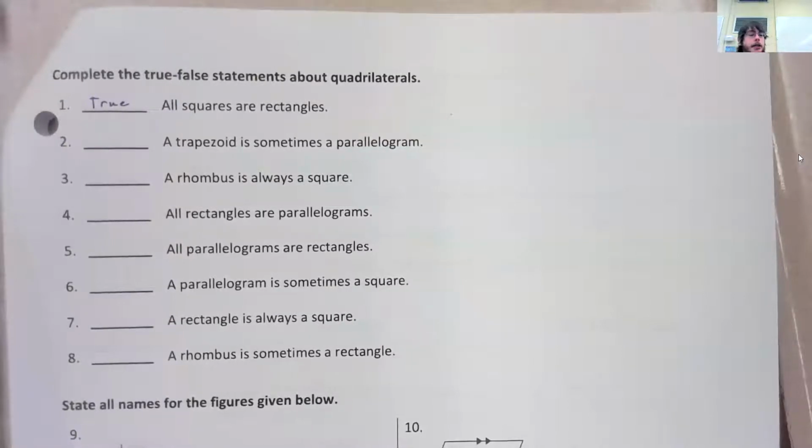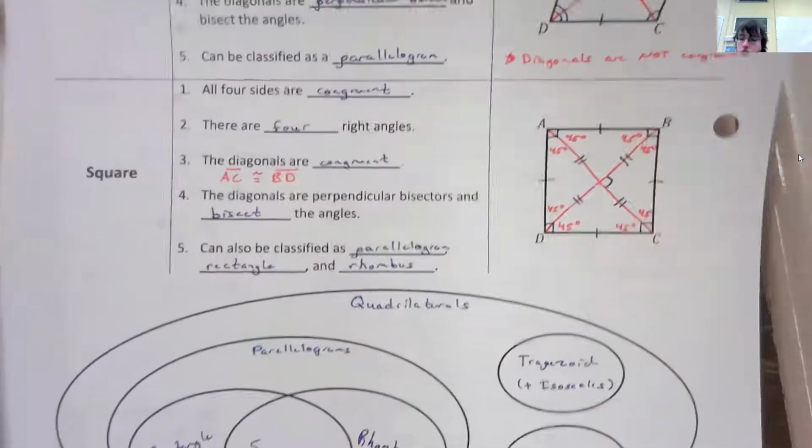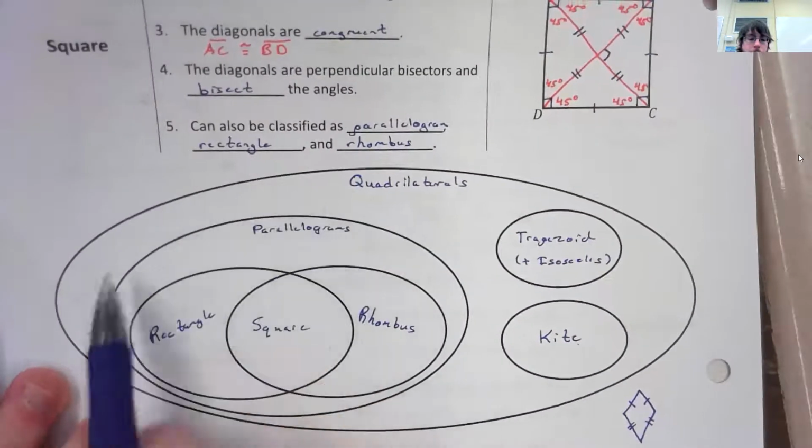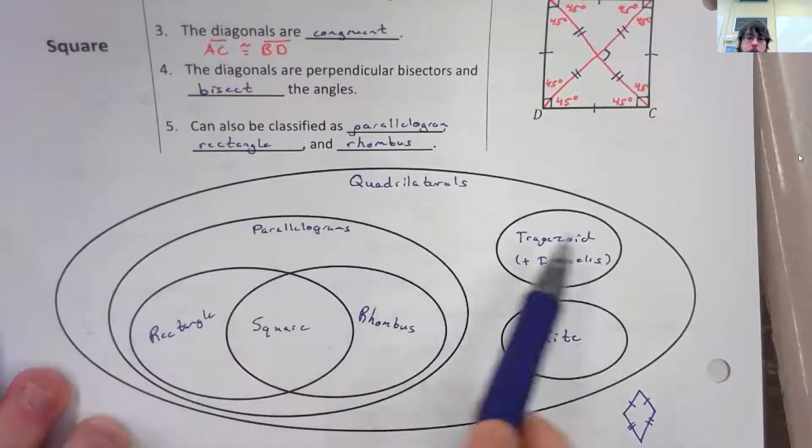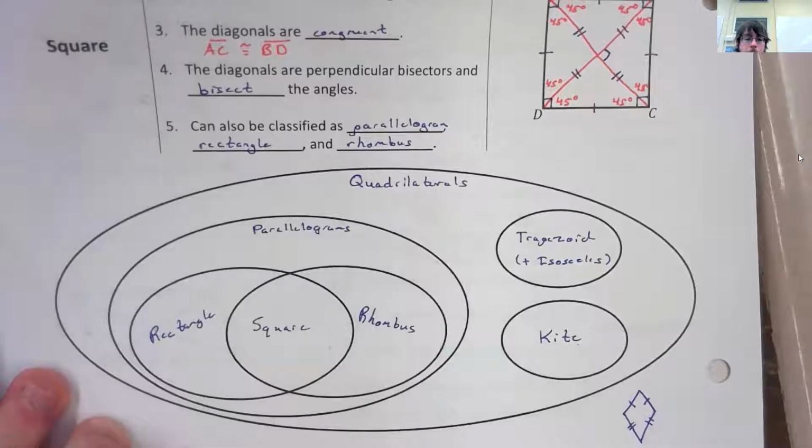All right, next up, a trapezoid is sometimes a parallelogram. So, you can try all these on your own and check yourself. So again, you can refer back to this Venn diagram. A trapezoid is sometimes a parallelogram. So if it's sometimes a parallelogram, but not always, it has some overlap between the trapezoid bubble and the parallelogram bubble. So let's look. Here's the parallelograms. Here's the trapezoid. Do these have any overlap? The answer is no, they do not have any overlap.